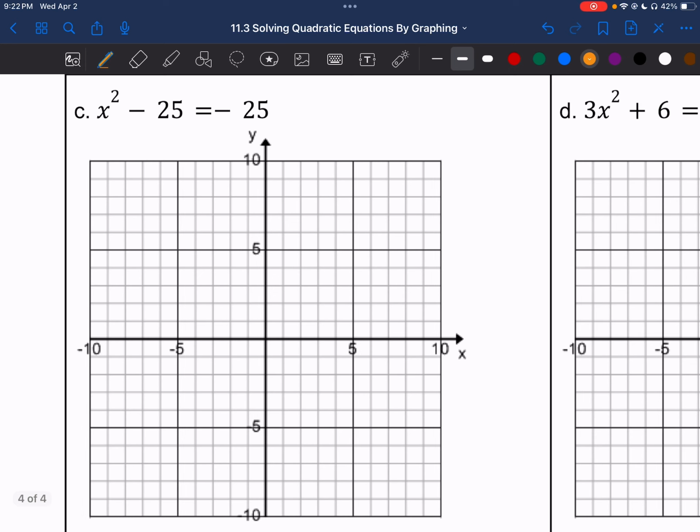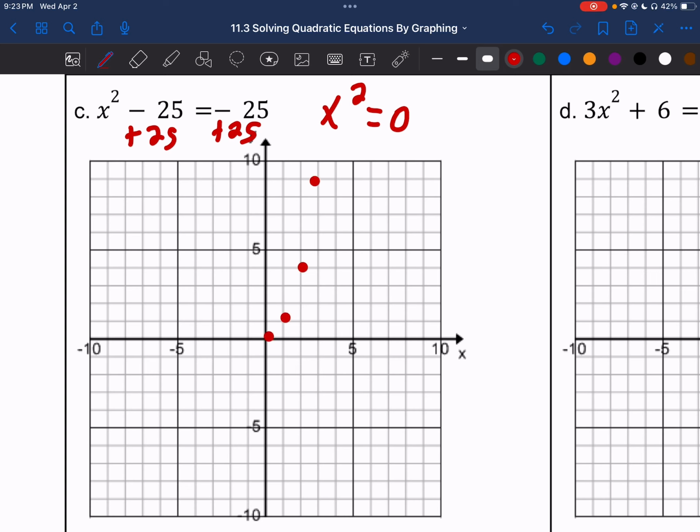Letter C is a little bit tricky because we have a value off to the right-hand side there. So remember, I said this had to be an equation equal to 0. So we're going to add 25 to both sides so that we can get it to be equal to 0. And we get x squared is equal to 0. So this is our base graph, our parent function.